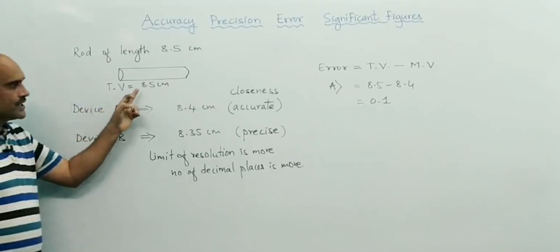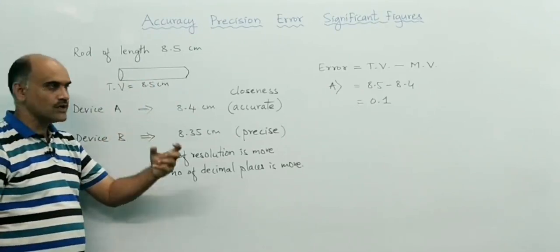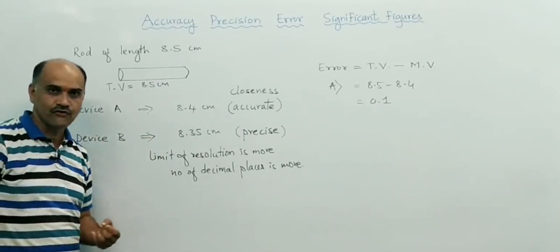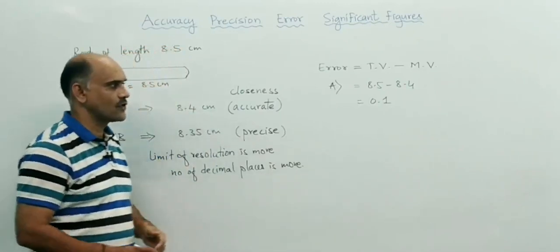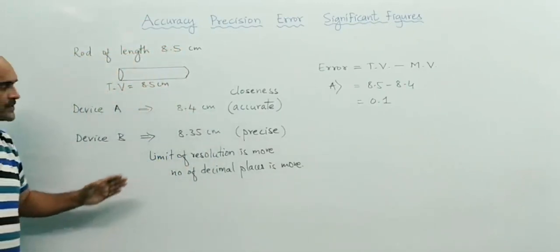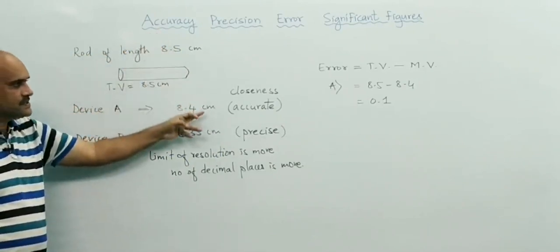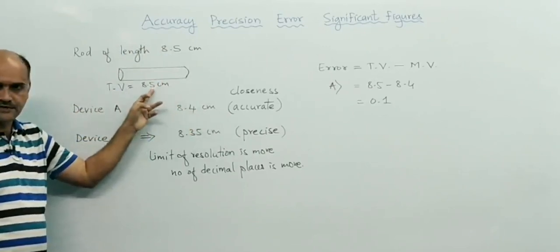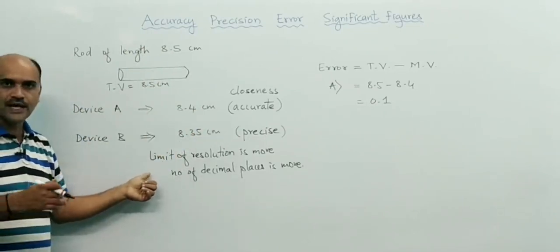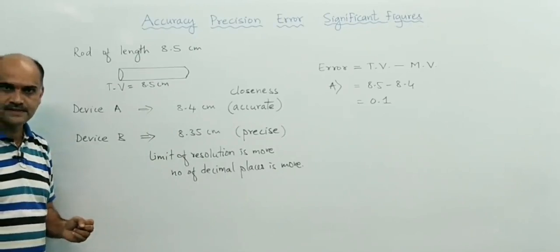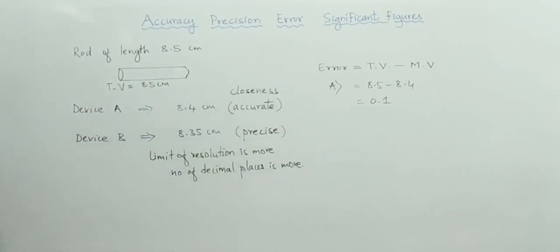Now, to denote the value of a measured quantity, there are certain rules about up to what decimal place and how many digits you are required to write, and that we call significant figures. We will see with an example what it means. So, first, accuracy means nearness or closeness to the true value. Precision means the limit of resolution is more, or you have more decimal places. Error means the difference between a true value and measured value.